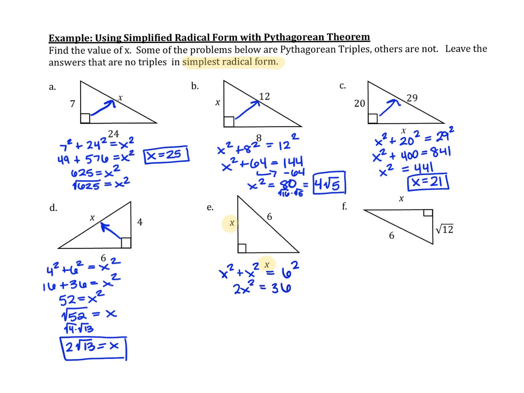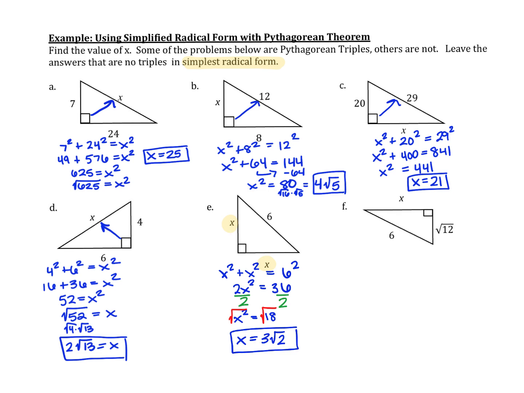So you want to get the x squared term alone. So what you're going to do is just divide both sides by 2. So you have x squared is equal to 18. Now we're going to take the square root. So 18 isn't a perfect square, but it's 9 times 2, and the square root of 9 is 3. So we have 3 root 2 for your answer on that one.